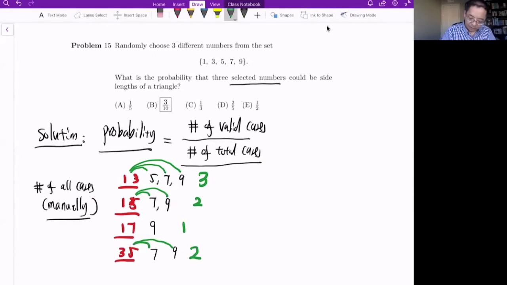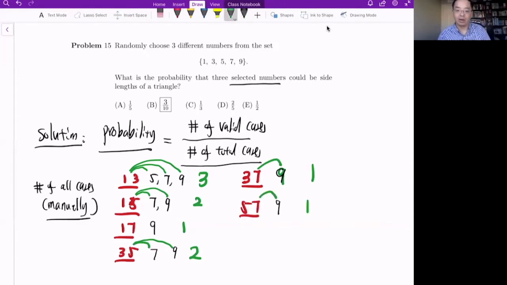Then we also do 3, 7, and then we can go with 9. So that's only one way, 3, 7, and 9. Then we also have 5, 7, and 9. So that's also one possibility.